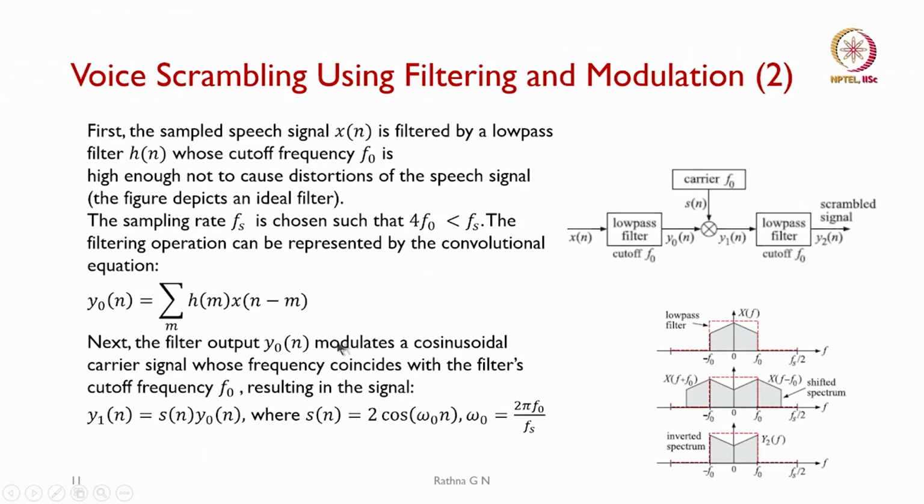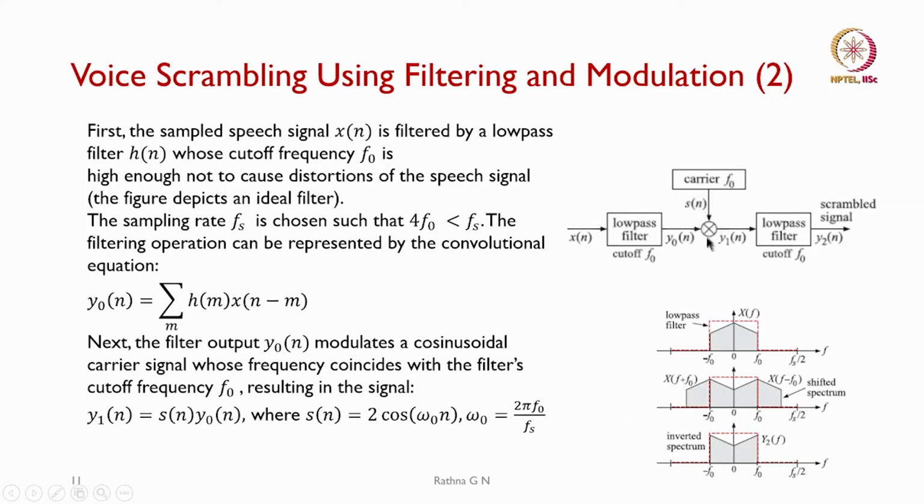The filter output y naught of n gets modulated by a cosinusoidal carrier signal whose frequency coincides with the filter's cutoff frequency f naught, resulting in the signal shown here, y1 of n. As you can see, x of n uses a low pass filter with cutoff frequency f naught, giving y naught of n, and this is the carrier frequency you have chosen as f naught, which is the desired signal s of n.